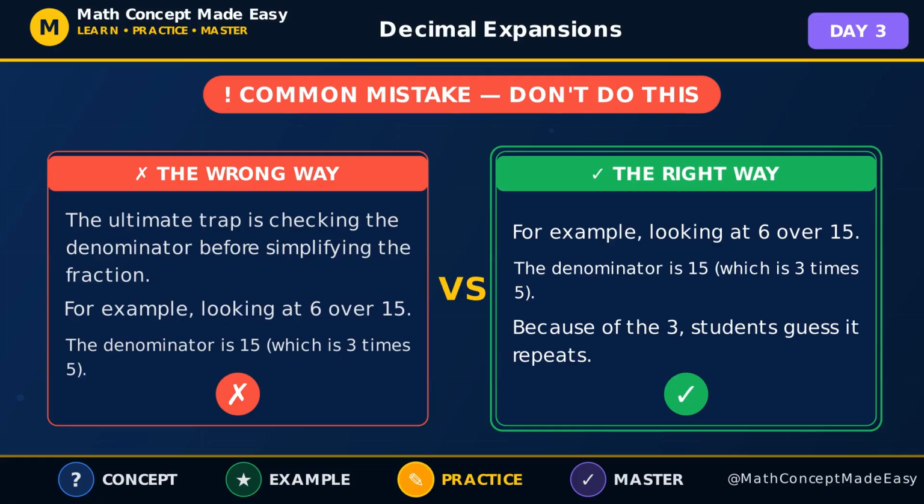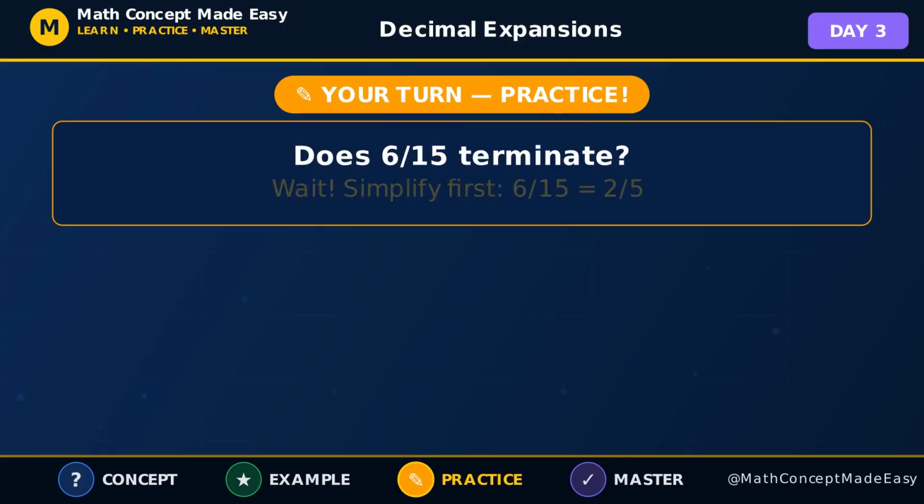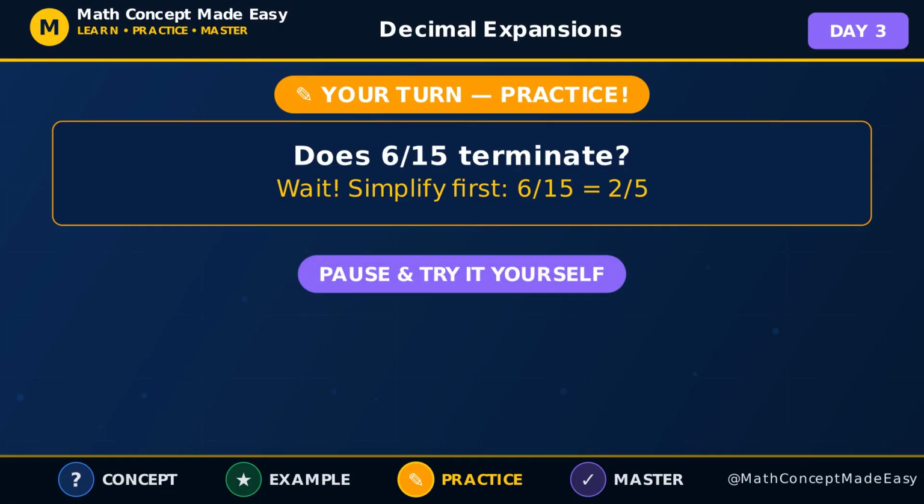Always simplify first. Compare the wrong way and the right way on screen, and promise yourself you will never fall for this one. Time to try it yourself. Here is your practice question. Does 6/15 terminate? Wait. Simplify first. 6/15 equals 2/5. Pause the video now, or take a few seconds with me.